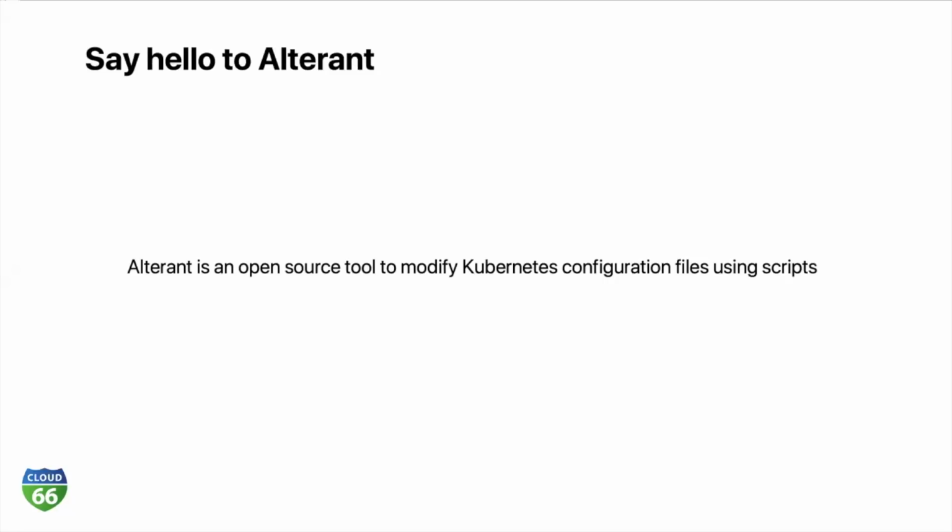So what we did was we decided to write a small tool, which then grew into something slightly bigger, open source it, and we called it Alterant, which is an open source tool to modify Kubernetes configuration files using scripts. It's a fairly simple concept. What it does is that you give it a Kubernetes configuration file, and you write a script that's written in JavaScript, and it runs that JavaScript in a safe and secure way to modify the file. So it's very simple, which is what we wanted.